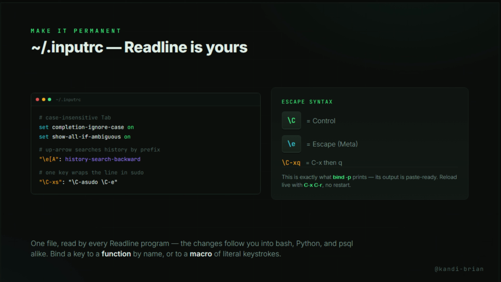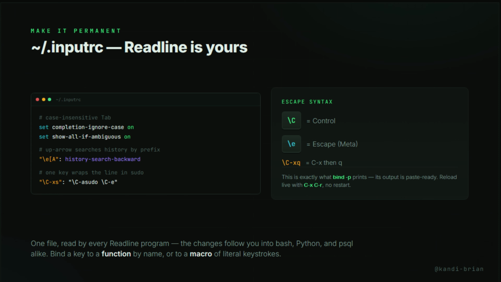First, the escape syntax, because config files don't use the M notation. In inputrc, you write \C for control and \e for escape, which stands in for meta. So Control-X then Q is written \C-x q. This is also exactly the notation bind -P prints, which is why that command is so useful. Its output is paste-ready.